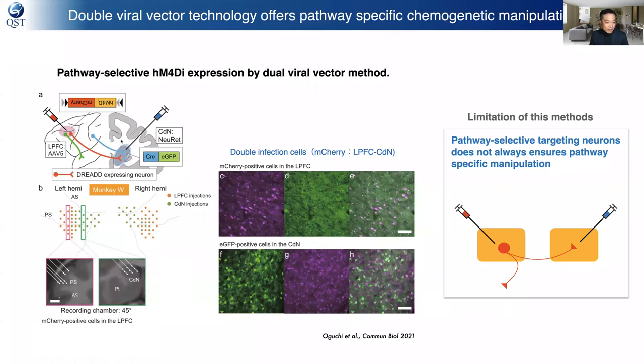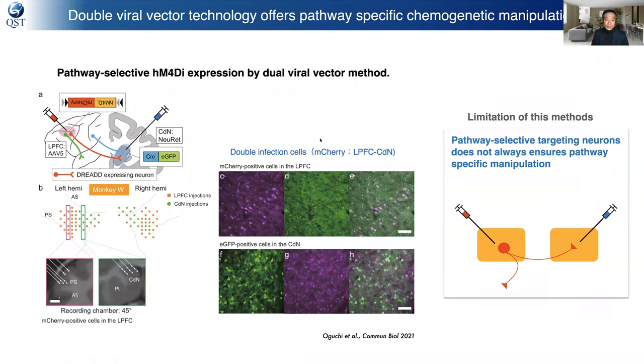So he gave two kinds of virus vector injections to the lateral prefrontal cortex and the caudate nucleus, and then identified the neurons projecting from LPFC to caudate nucleus. And he showed the behavioral change and the neuronal activity change every time following the CNO administration.